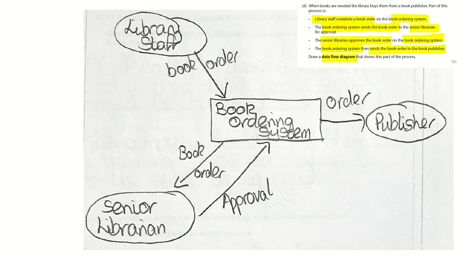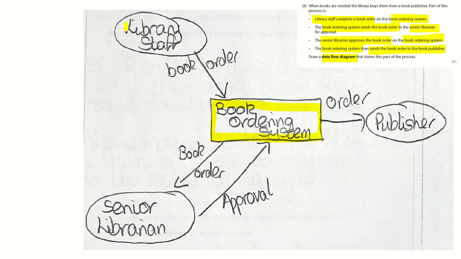So here's the one that I did earlier, and what I've done is I've taken each bullet point in turn. So the first thing I've got is library staff completing a book order on the book ordering system. Now the book ordering system is our central block, okay? So a data flow diagram is all about data flowing in and out of this book ordering system.